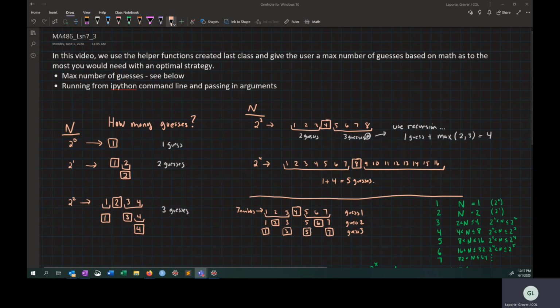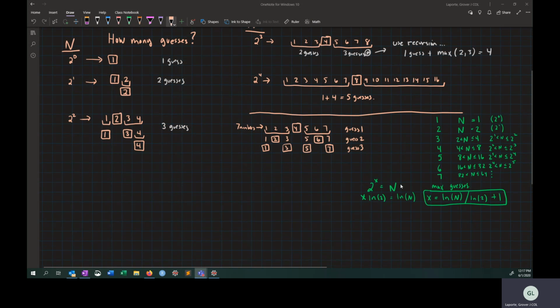And oh, by the way, if we're at 100, well, how can we solve that? Because I don't want to sit here and do this every single time. So I have this equation: 2 to the x is equal to n. So take the logarithm of both sides, you get the x over here, and divide it out. And then all I'm doing is solving for x and then adding 1 to it. So that's the same thing.